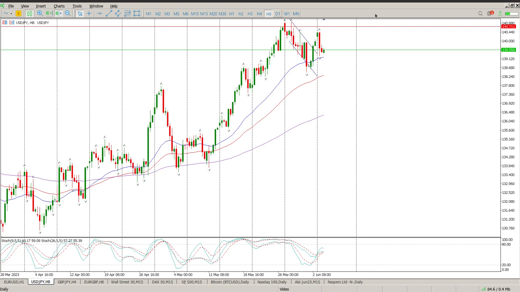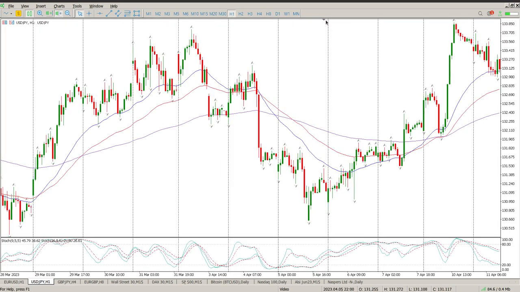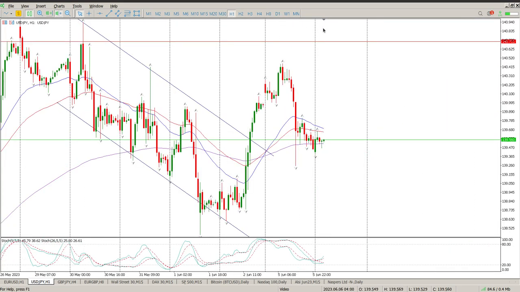Moving on to US dollar Japanese yen, similar kind of scenario here. We've got a flag break and retest. So looking at the hour, what do we have here? We're looking for opportunities to buy. The first opportunity came yesterday, right there. You can see how the buyer stepped in, and then we just ground lower.